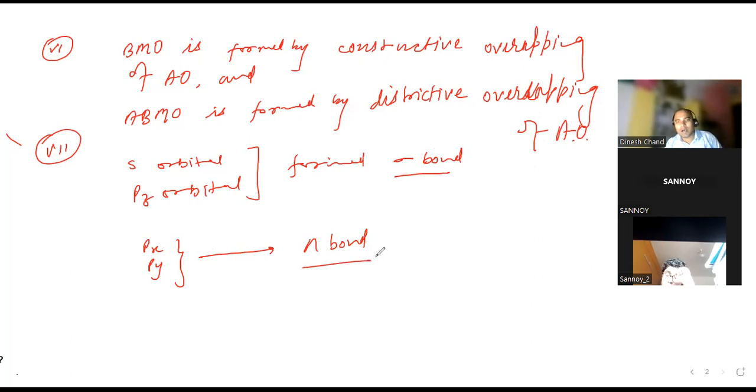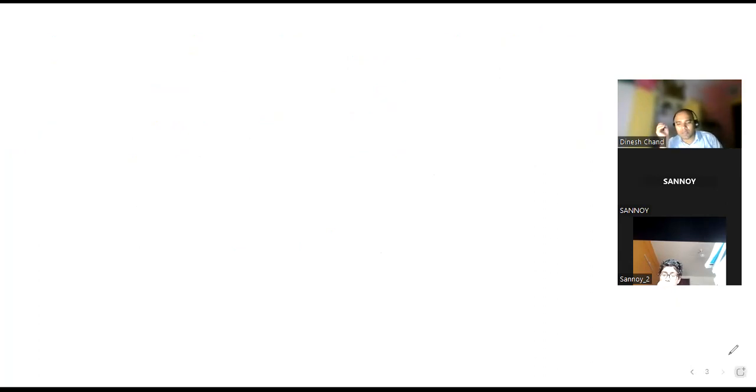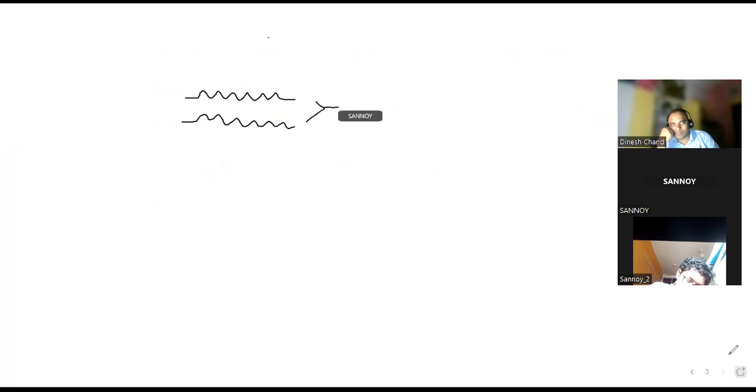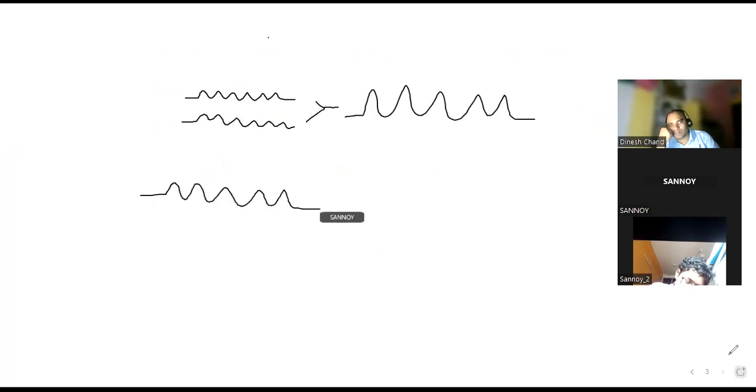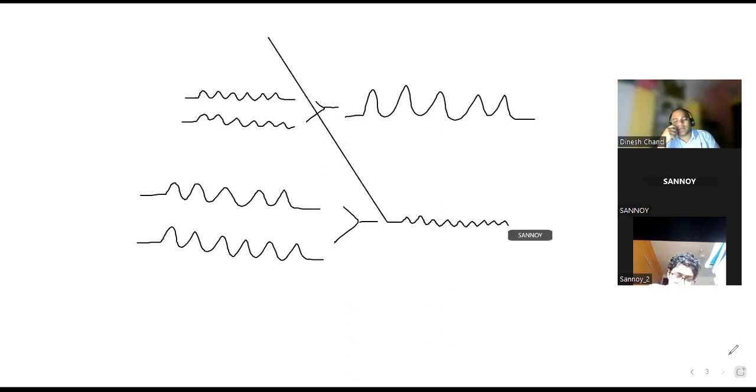Tell me, shall I take the next page? Tell me constructive and destructive overlapping. Sir, constructive overlapping means, so this is one wave, this is another wave. Sir, they both are joining to form a bigger wave like this. And destructive overlap, this is one.